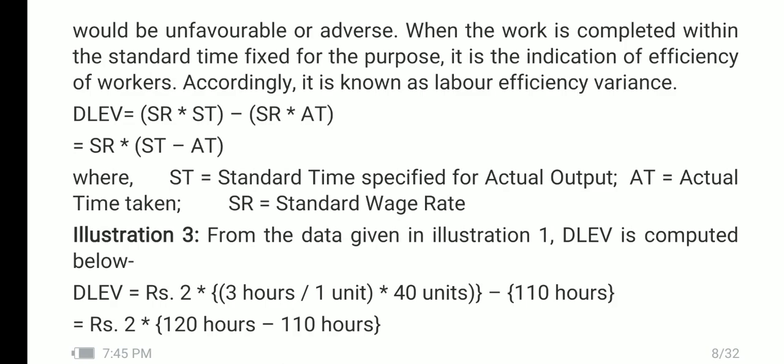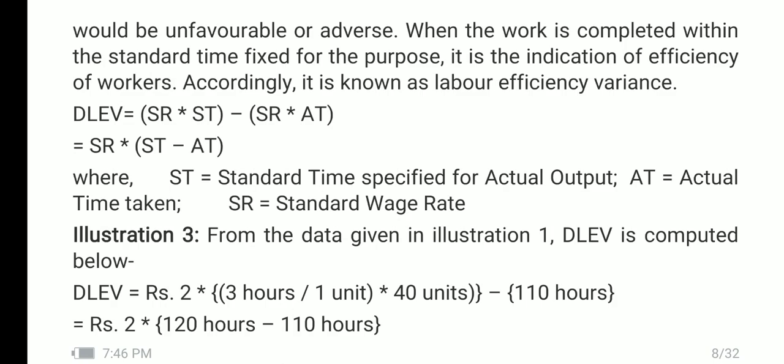ST is equal to standard time specified for actual output. Now, as already said earlier, the standard time given should be multiplied by actual output. It will give us standard time for actual output. Actual time taken is represented by AT. AT is equal to actual time taken. SR is standard wage rate.